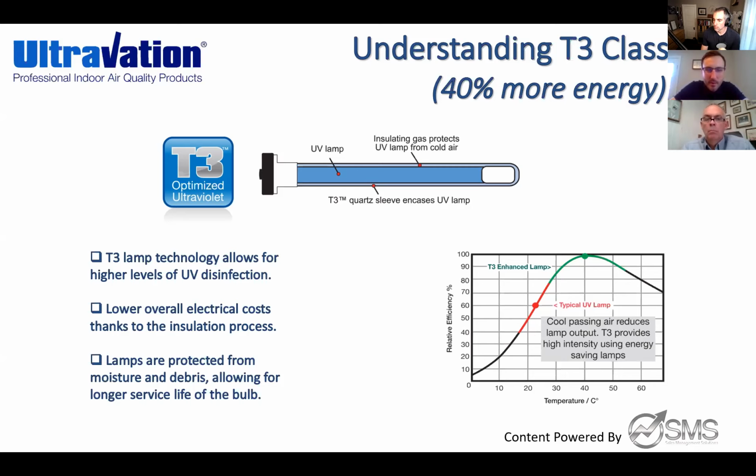Lamps are protected from moisture and debris, allowing for longer service life. And another thing with our T3 bulbs, the T3 bulbs do have a 2-year lamp life on them as well. So you do have your choice on either the T3 bulb or the normal UVC lamp, but we typically recommend going with the T3 just because of all the extra benefits plus the 2-year lamp life on these bulbs. We'll go ahead and jump to the next, please.